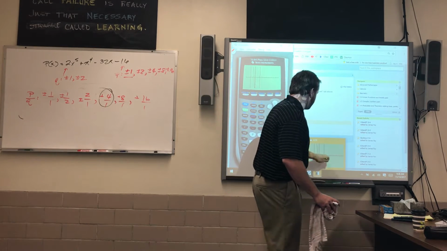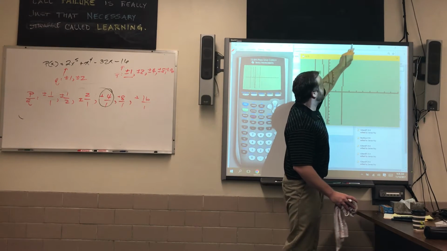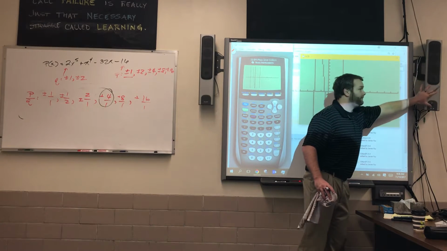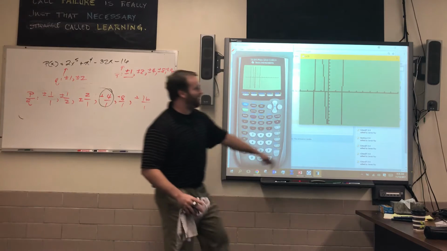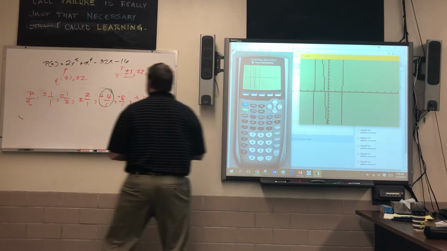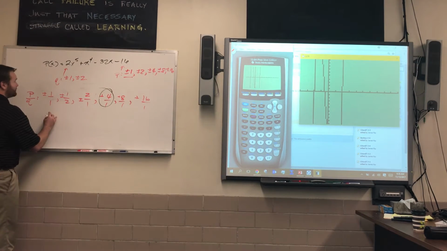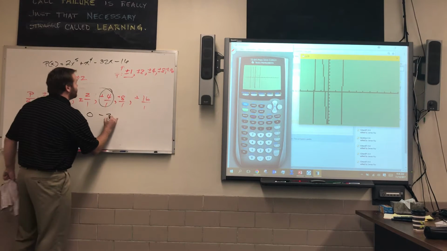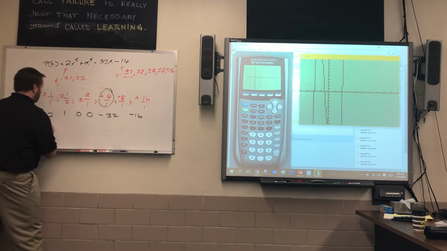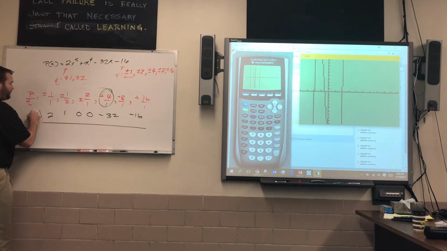It's there somewhere. I'm not sure whether it might come back down over here, right? On the other side, okay, where I don't have the window enlarged to. So let's say that this value here is 3, okay? Well, let's try synthetic division. 2, 1, 0, 0, negative 32, negative 16. If I put 3, let's see what happens.